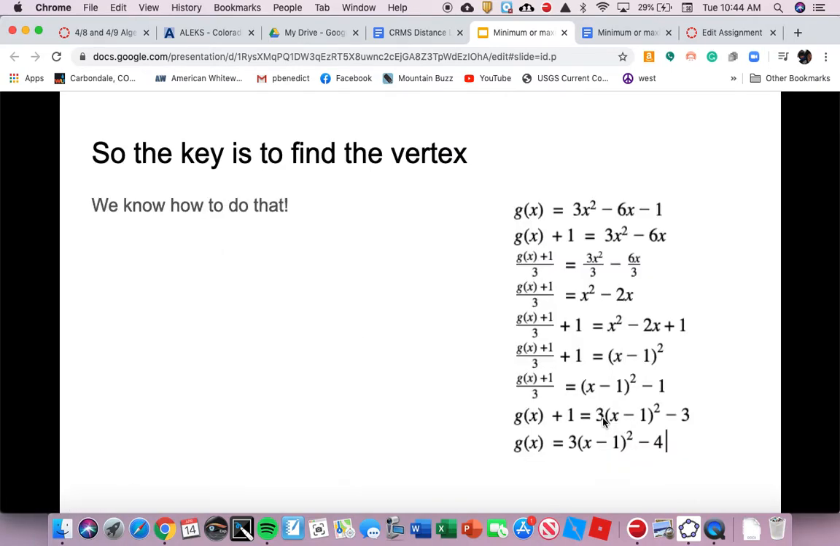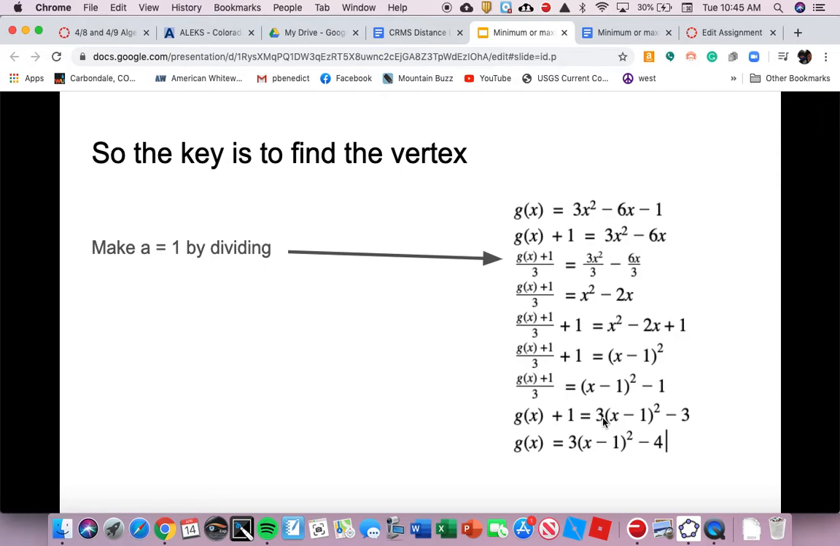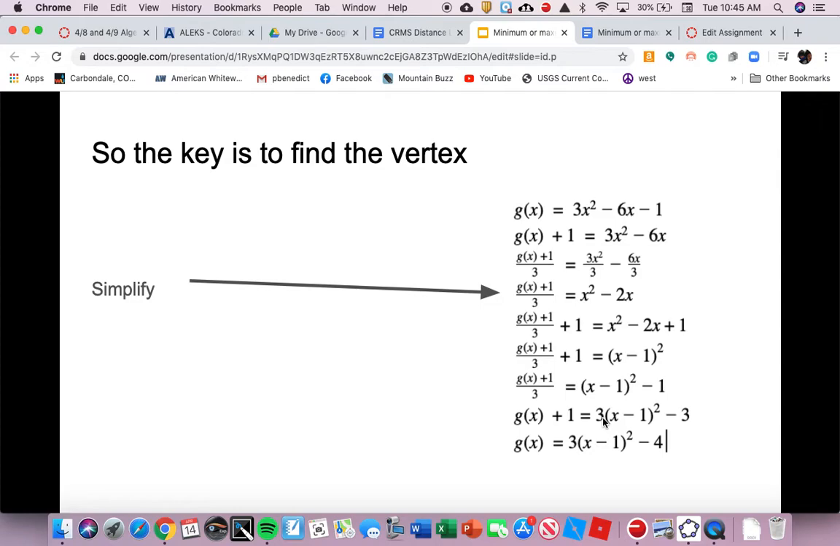Next. But the key for a lot of these problems we're going to do for the homework is finding the vertex. And we know how to do that by completing the square, we've done a bunch of that so far. First, you're going to isolate the variable. Then you're going to divide by a to make a equal 1. Then you're going to add half of b squared to both sides, where I've added 1 to both sides there.